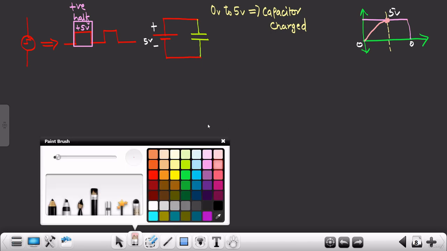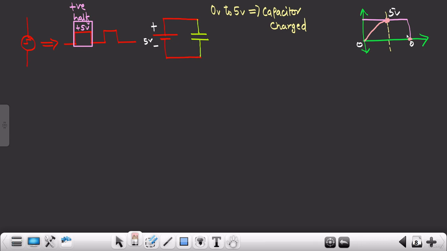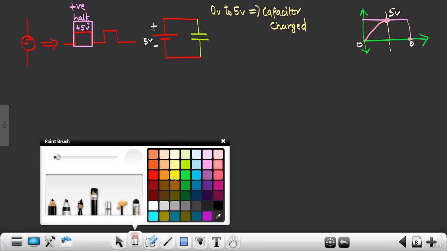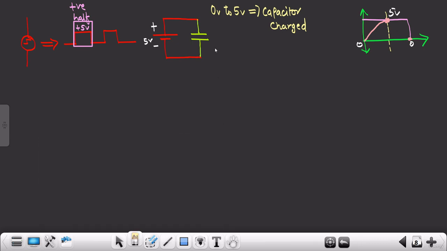Sorry, not this one, extremely sorry. Up till this particular point, from 5 volts to 0 volts, the charge will remain constant. Now the capacitor is still charged. It is charged only, right? Capacitor charged. And as soon as this particular waveform drops to 0 volts, discharging starts.